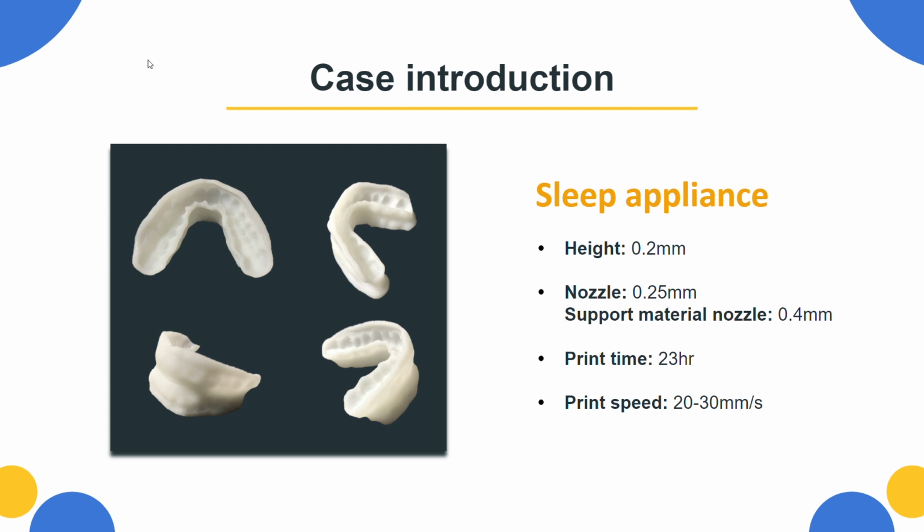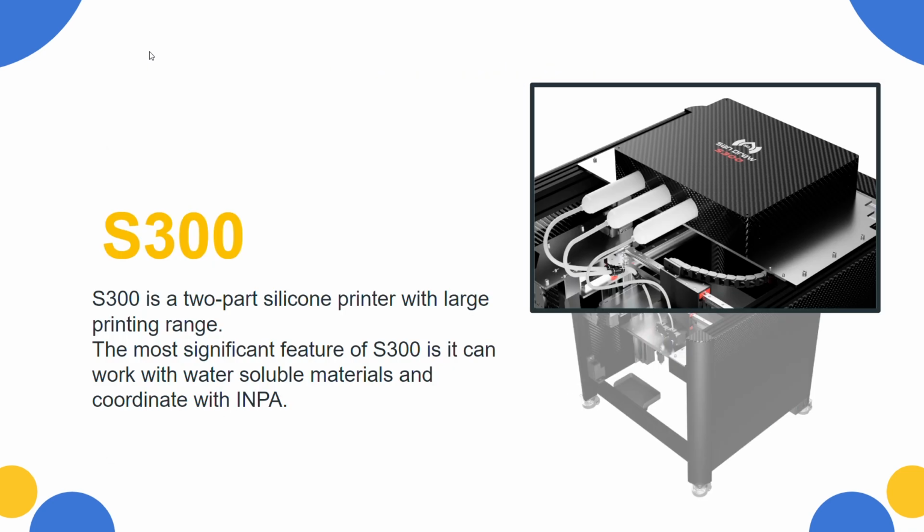For those who are not familiar with our newest model S300, we choose S300 to print this object. S300 is a two-part silicone printer with a large printing range. The most significant feature of S300 is that it can work with water-soluble materials. And with INPA technology, the nozzles won't interfere with each other while working. Using water-soluble materials as support can make a very delicate object and reduce raw edge.